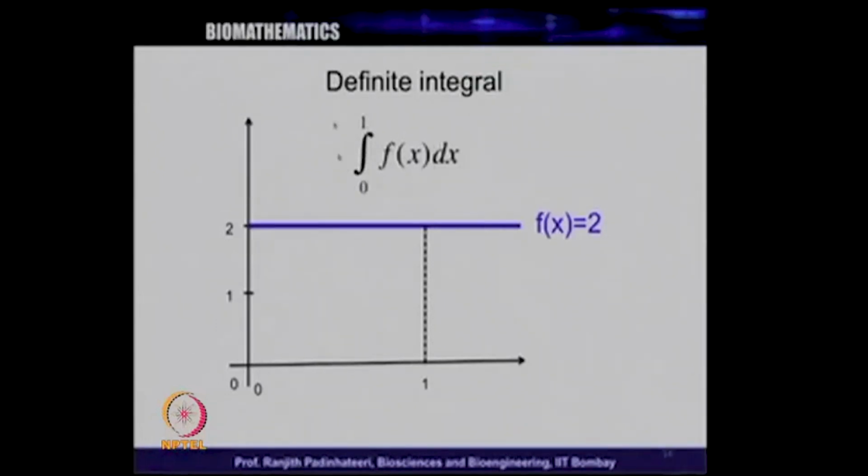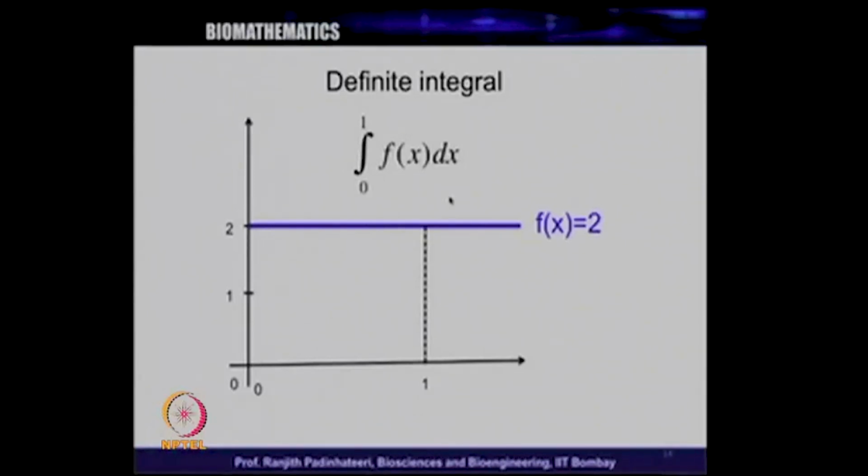Now here is an example of a definite integral. The function we have is f of x equal to 2, which is a line. So f of x is equal to a constant 2. Now if we want to integrate this f of x in the limit 0 to 1, that is from here to here, what does this mean when somebody writes integral 0 to 1 f of x dx, what does this mean?